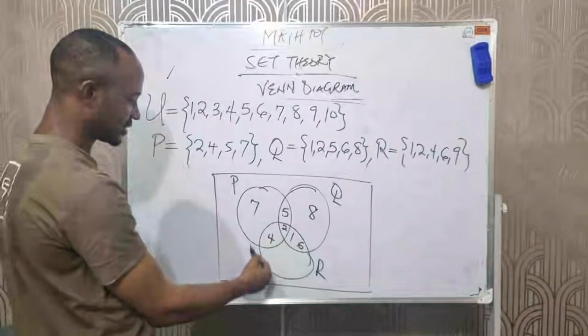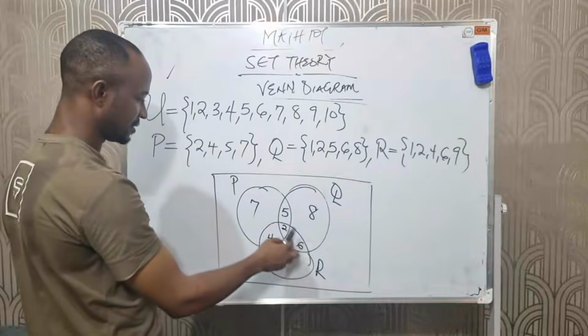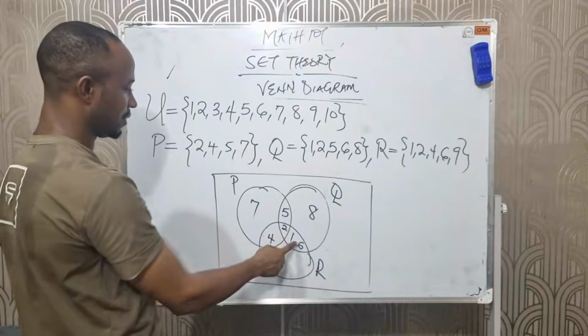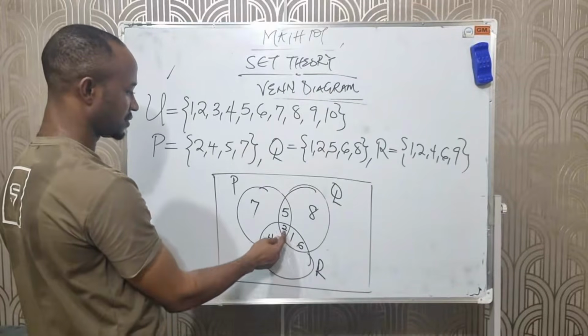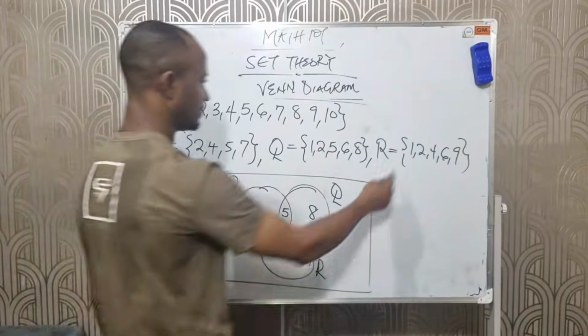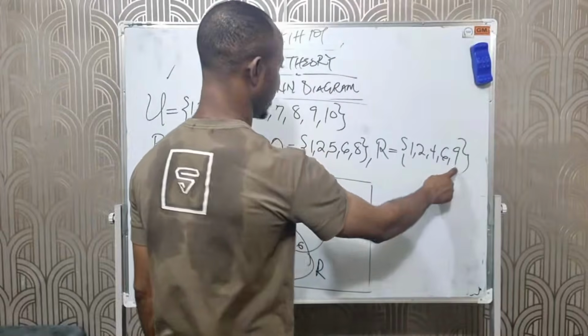The next is that of R. What we have here for R is 1, 2, 4, 6. So if I have 1, 2, 4, 6, the remaining number will be what?